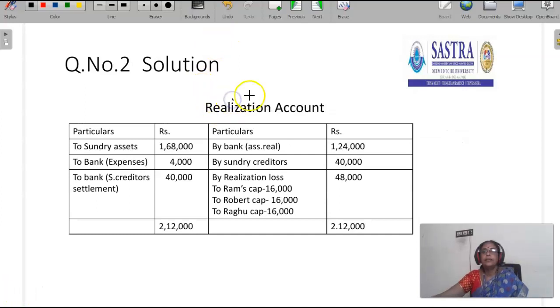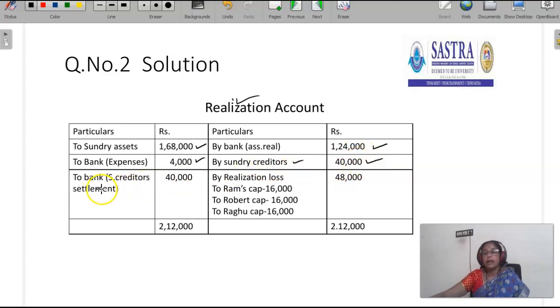First we have to prepare the realization account. Realization account debit: sundry assets 1,68,000. Then assets realized, how much? 1,24,000, that is given in the problem. Then bank, that is realization expenses, is given, that is 4,000 rupees. Liability: sundry creditors 40,000.